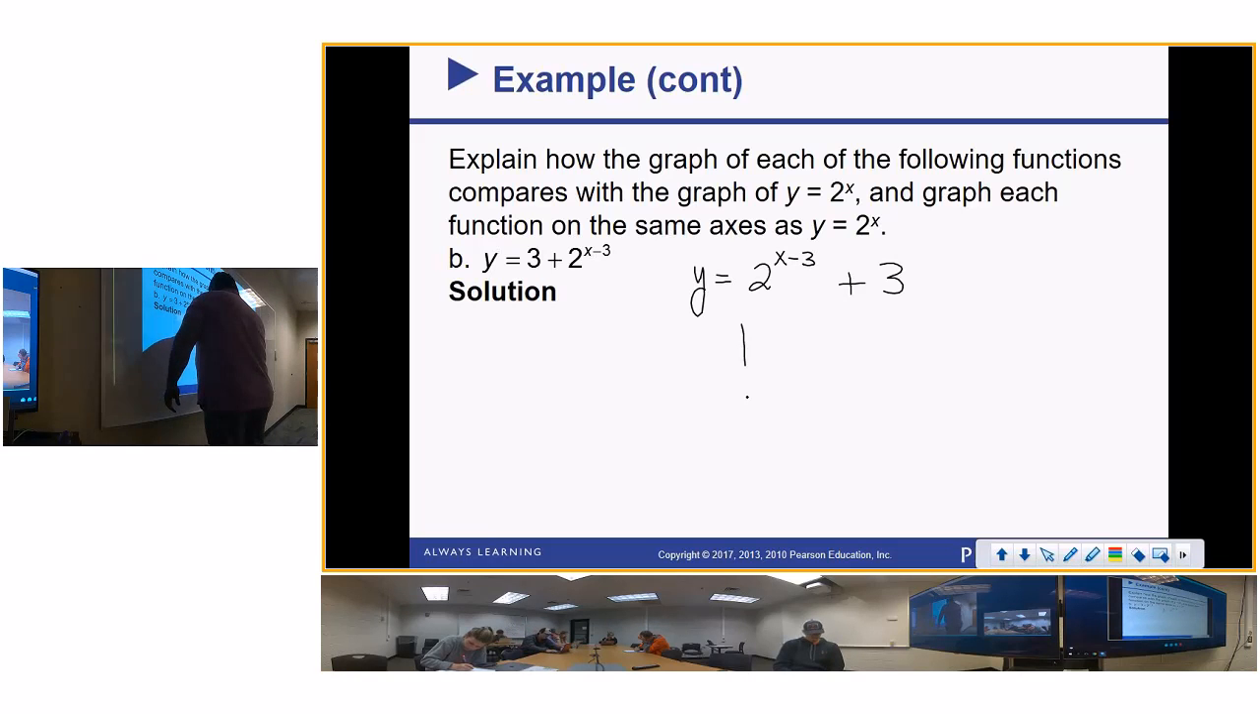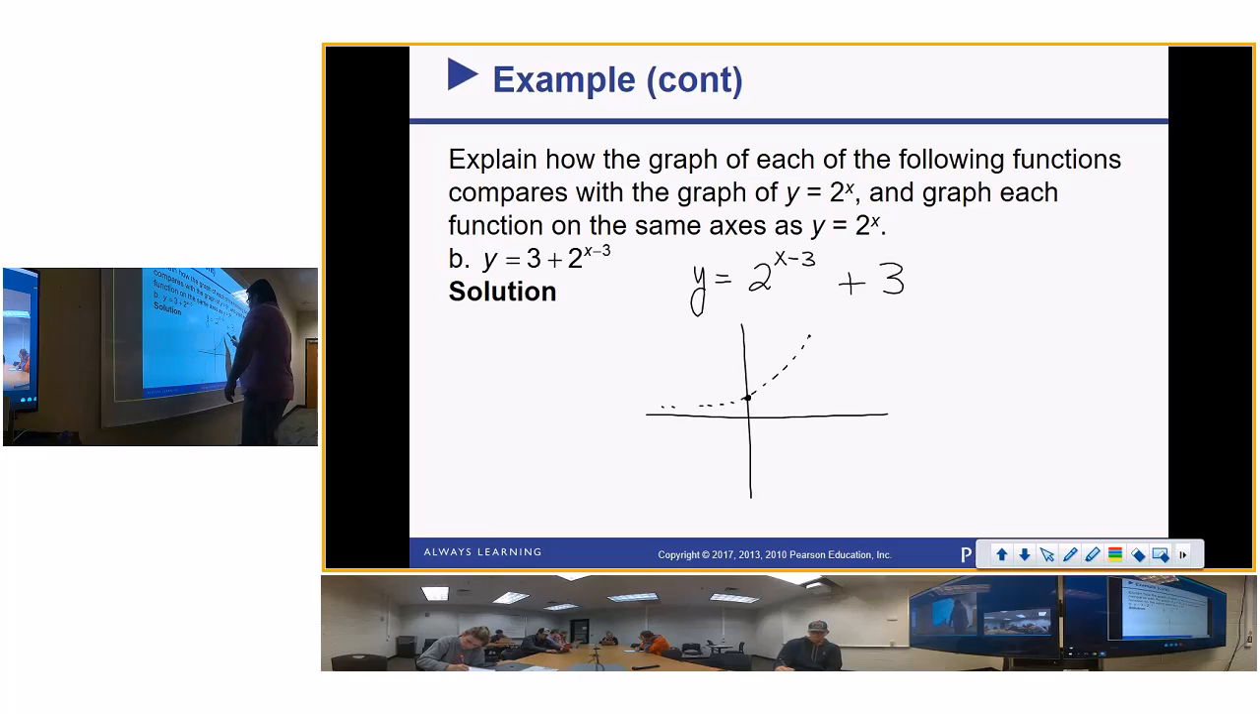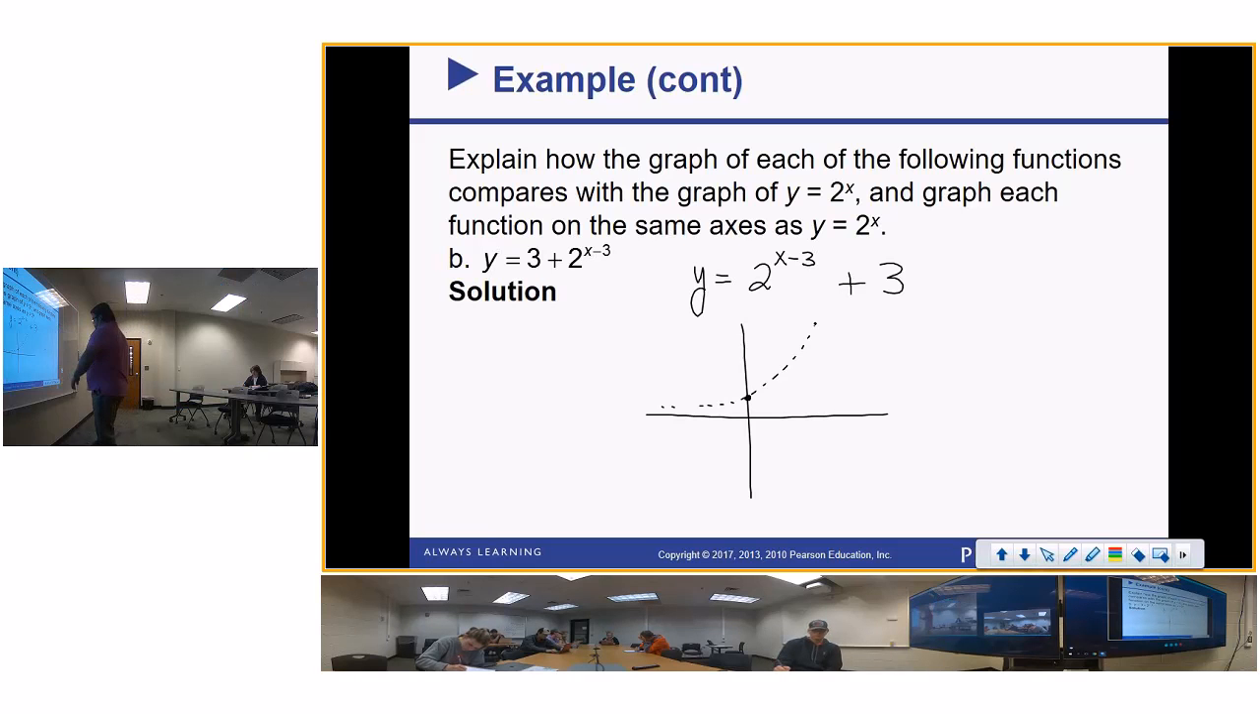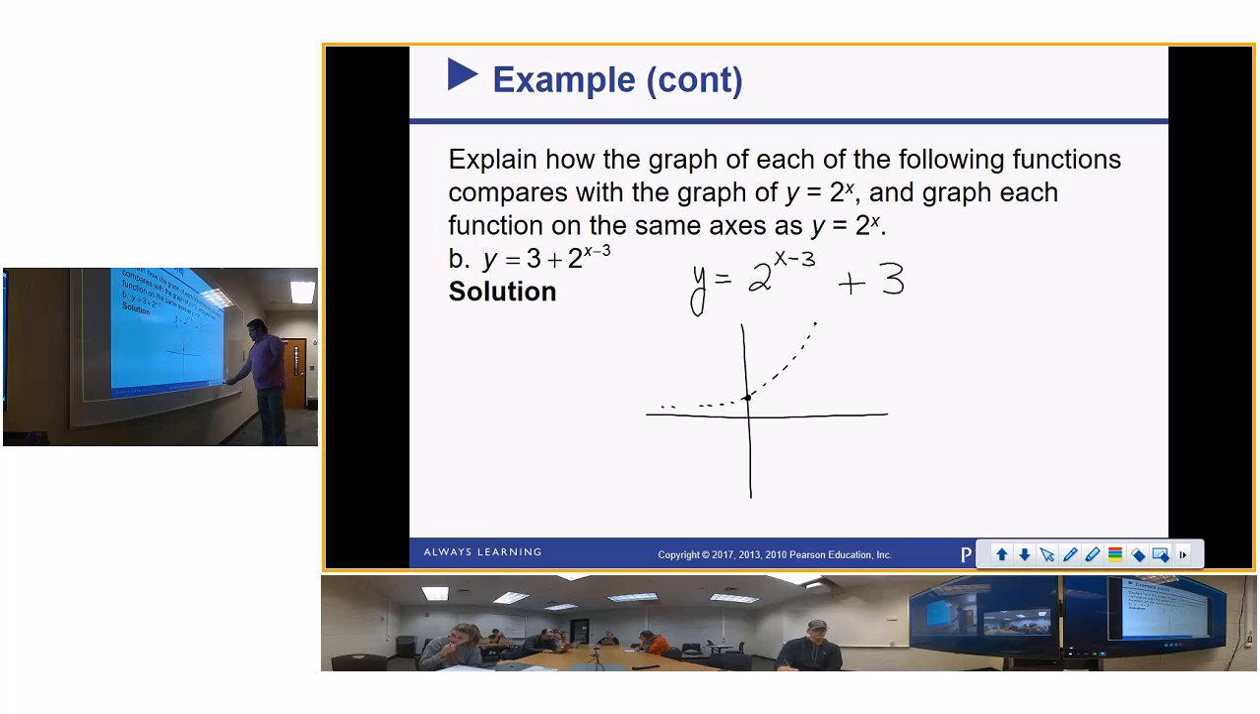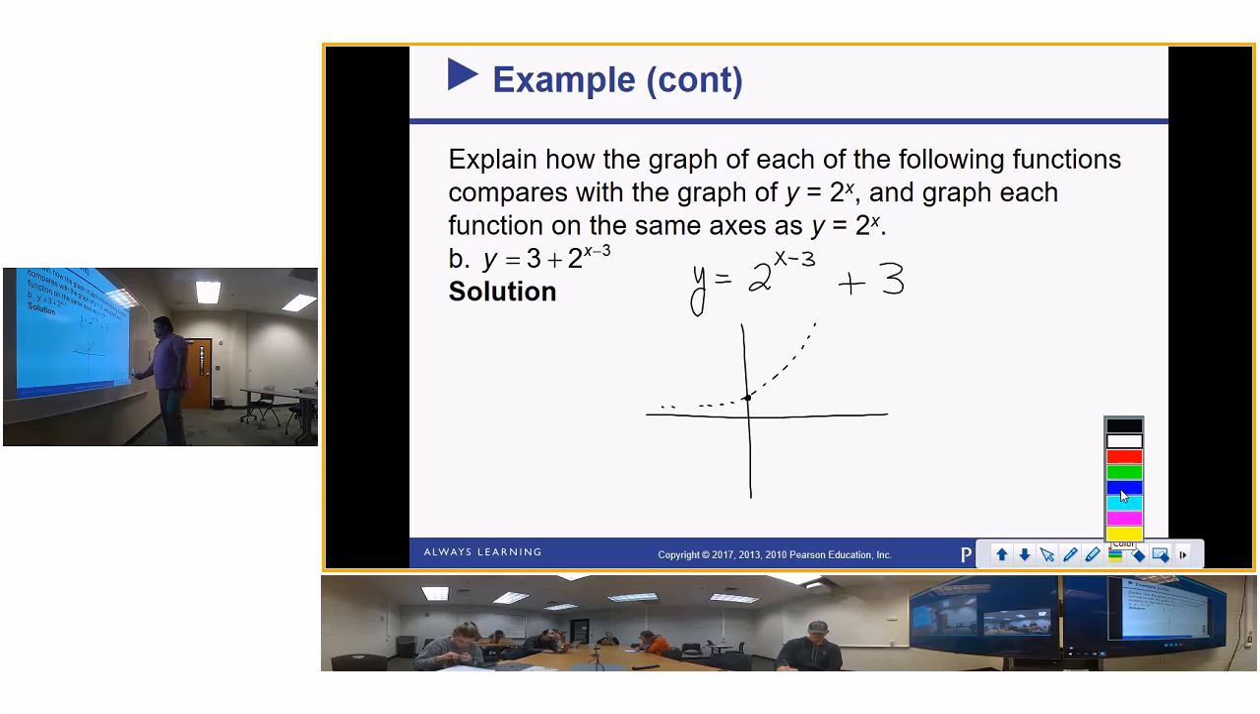Now, this is your parent graph. So now we're going to move 3 places to the right. I'll do that in blue. So 3 places to the right: 1, 2, 3. And 3 places up: 1, 2, 3.